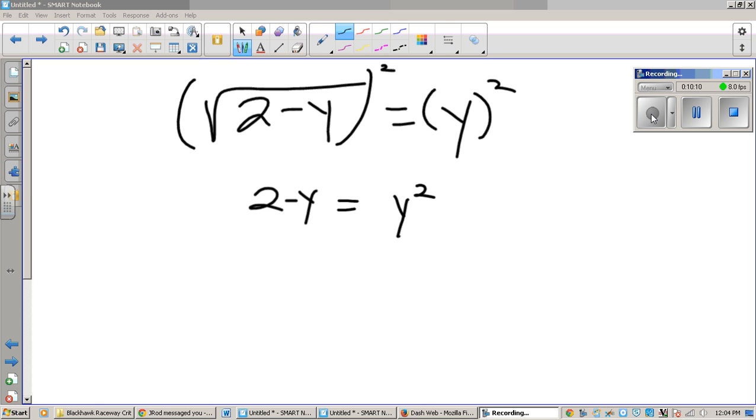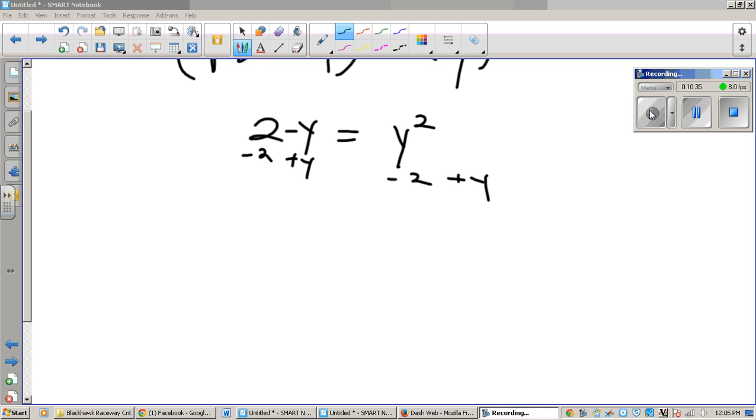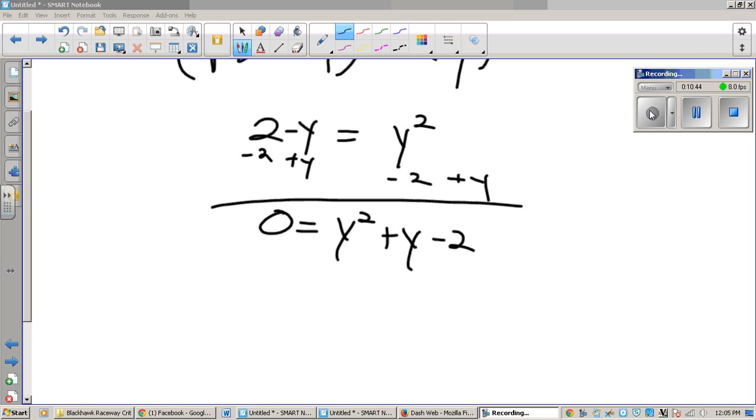And right now I can't solve it like that, so I'm going to have to make it equal to 0. You've seen these problems before. So I will add y and subtract 2 from both sides of the equation. I'm left with 0 equals y squared plus y minus 2.